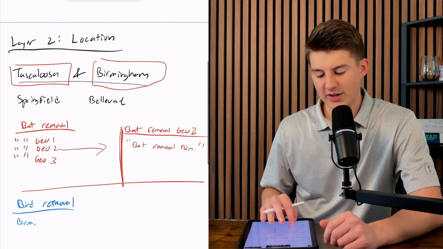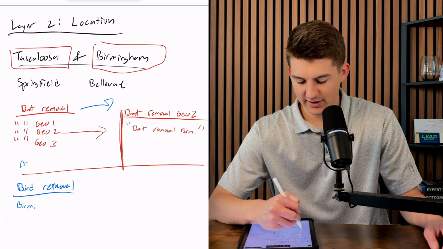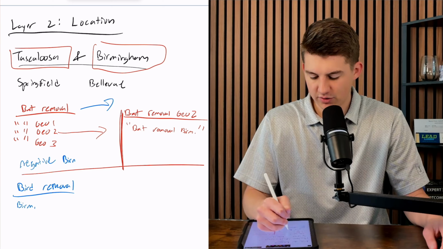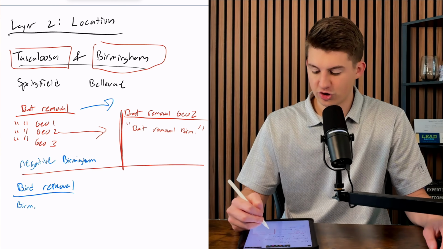Another good thing you can also do, just to double check yourself, is in the ad group that you pulled the geo out of, you could add a negative keyword in here for the geo name. So you could do negative Birmingham in this original one, just to really force Google to show this ad group.